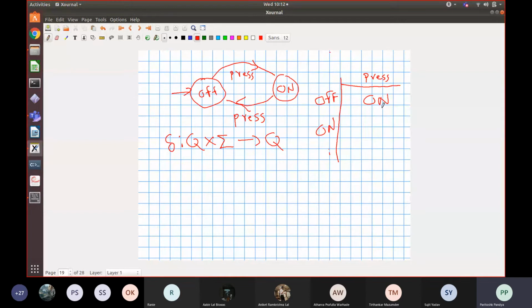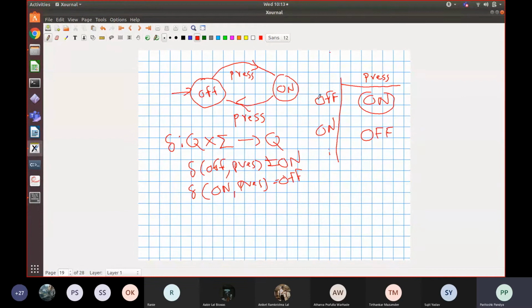So what we are writing by this entry is the following thing: delta of off, comma press is equal to on. That is what we are writing by this entry. And the other thing we can write here is that from on state on letter press or event press, we will go to off state. That is delta of on, press equal to off. So rather than enumerating things like this, we'll write it as a table like this, right? So this is called the transition table, and this transition function is typically given in the table form.